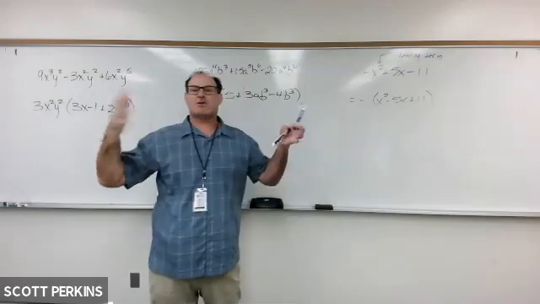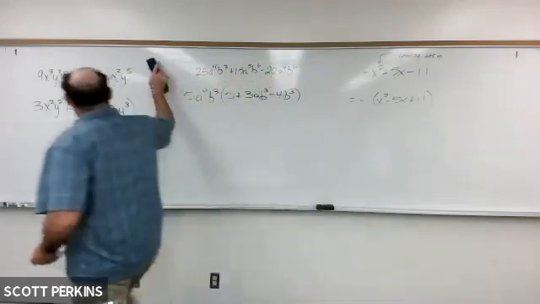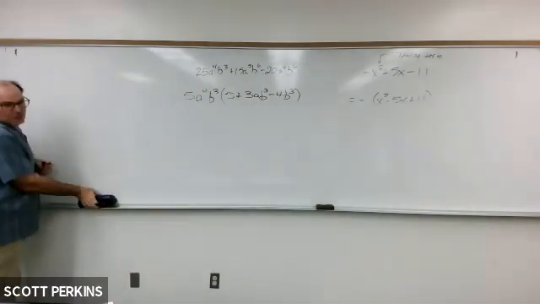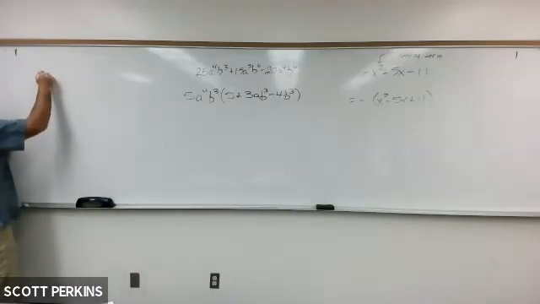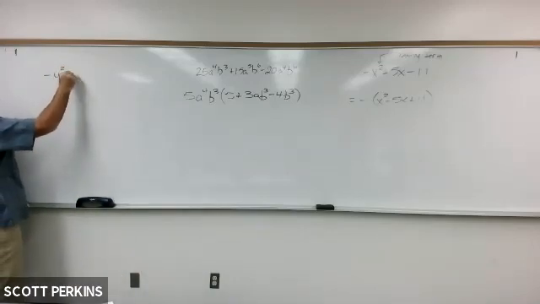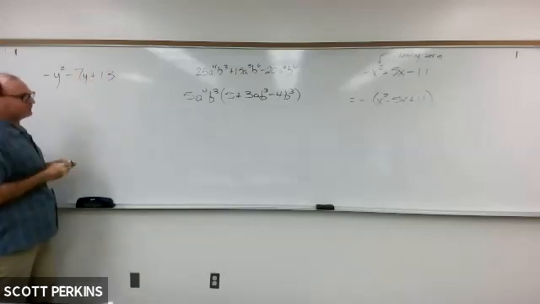So just so that you have one that you work through and have the tactile experience of writing it down. Here's one for you. It's no different than my example. You just get to do it. So this is negative y squared minus 7y and then plus 13.